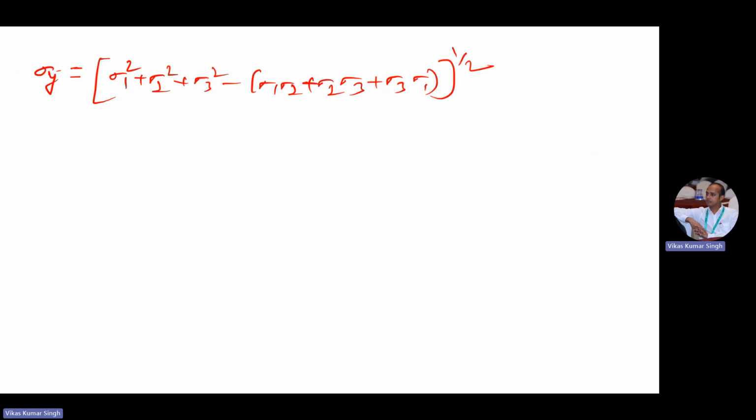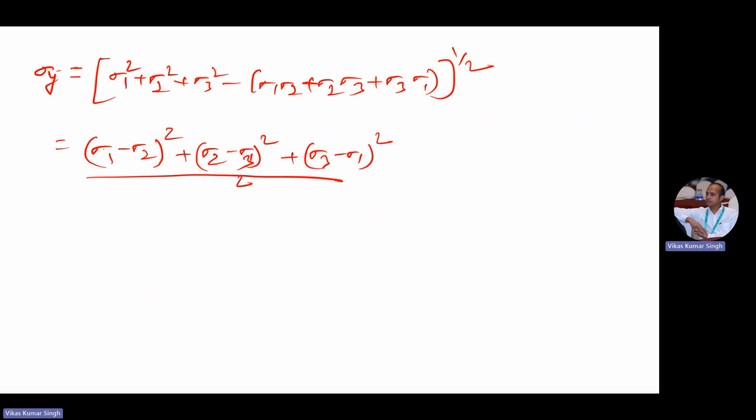Here this will be 1 by 2. We'll do a little more simplification. This becomes (sigma 1 minus sigma 2) whole square plus (sigma 2 minus sigma 3) whole square plus (sigma 3 minus sigma 1) whole square. If you do the simplification, this gives the whole thing divided by 2, under the square root. This is the condition for yielding. So this condition that we derived is for uniaxial deformation.